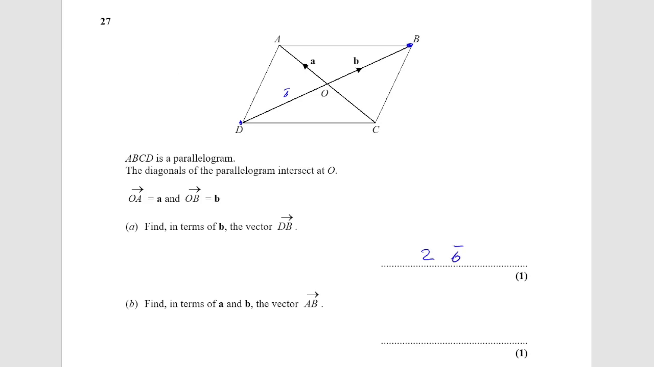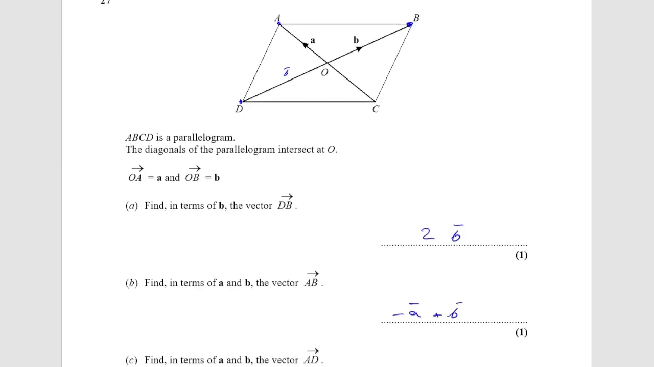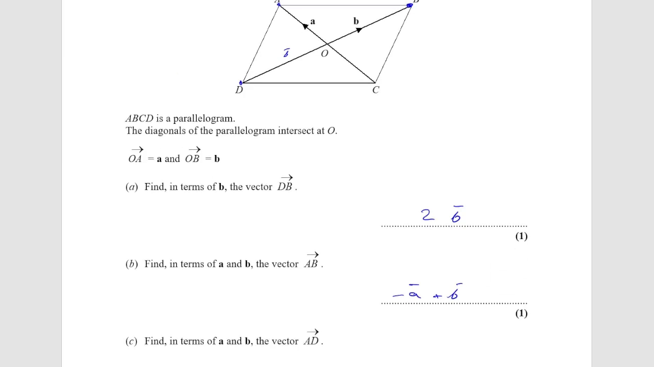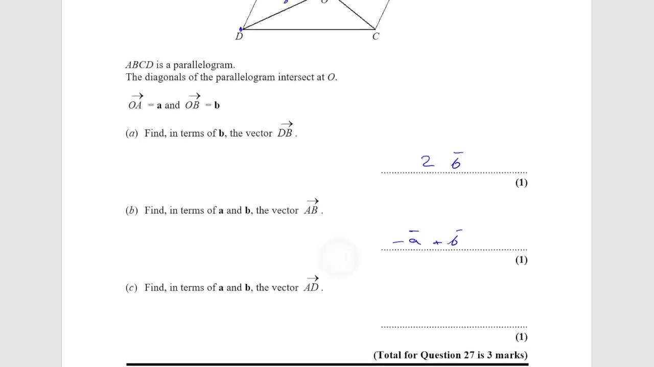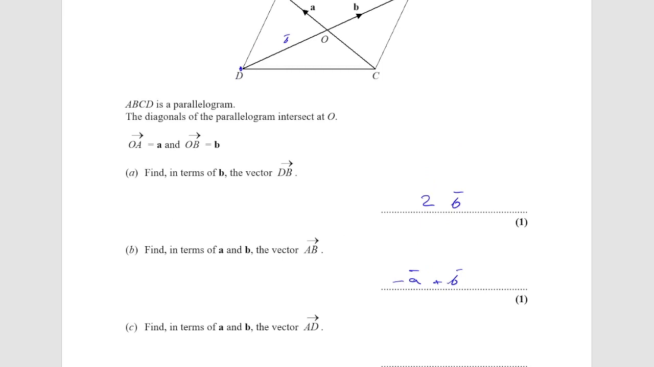Find in terms of a and b the vector A to B, so I want to go from here to here, so I'm going to go this route, so I'm going to go minus a plus b. And b minus a would also be fine. If anyone's particularly interested, whenever vectors are written in typeface, it's written as bold. If you do it handwritten, the line over the letter indicates that it's a vector, not just a letter, but it doesn't need to be done by any means.